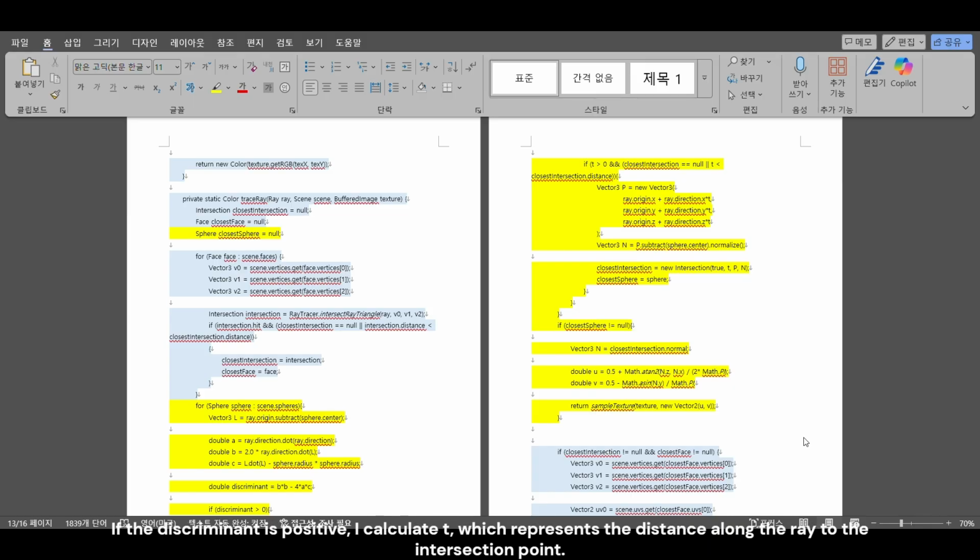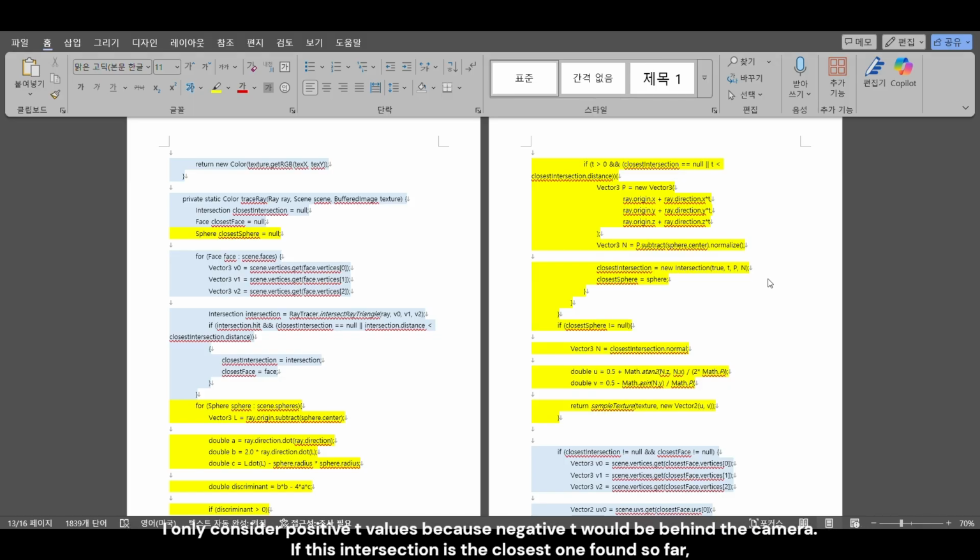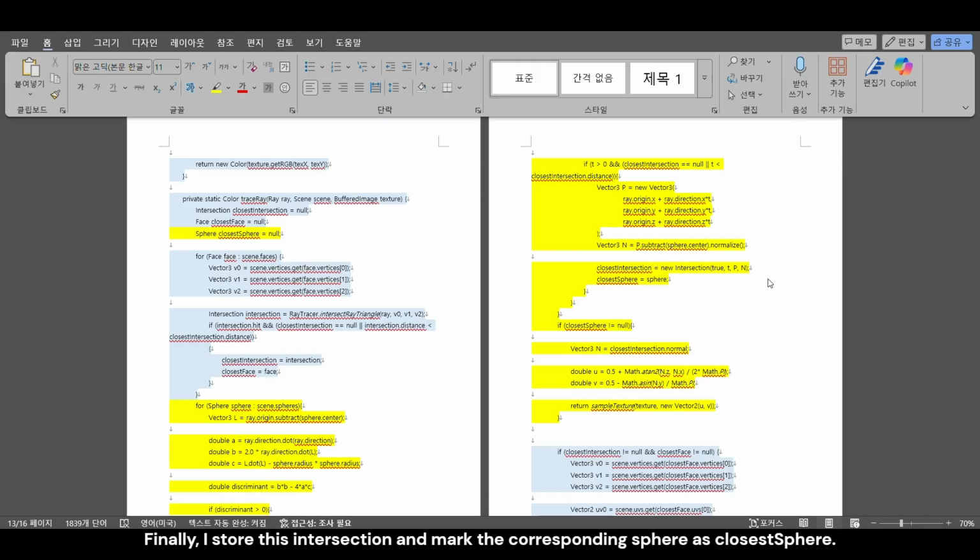If the discriminant is positive, I calculate t, which represents the distance along the ray to the intersection point. I only consider positive t values because negative t would be behind the camera. If this intersection is the closest one found so far, I calculate the exact intersection point, P, using the ray equation, and the surface normal n by subtracting the sphere center from P and normalizing it. Finally, I store this intersection and mark the corresponding sphere as the closest sphere.